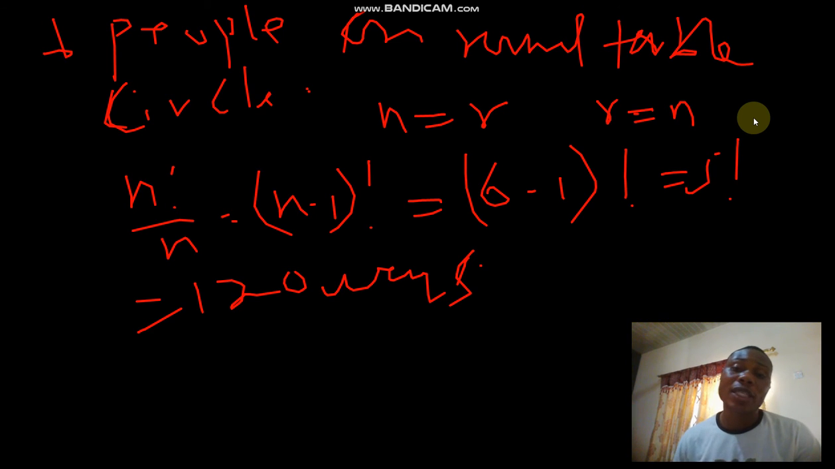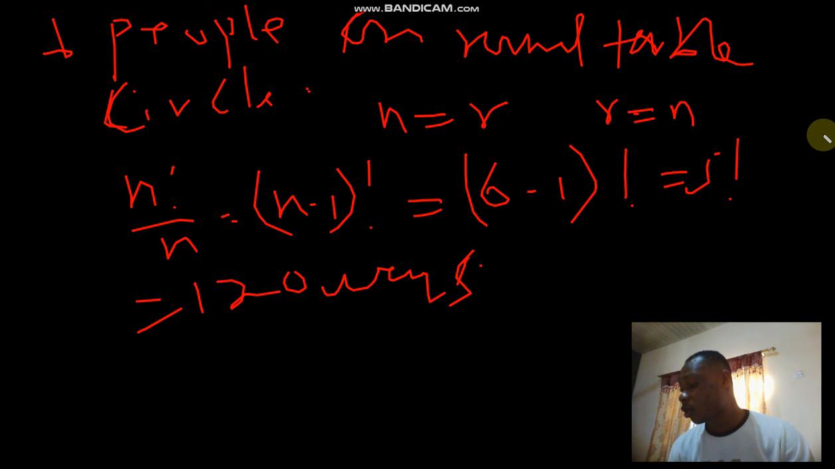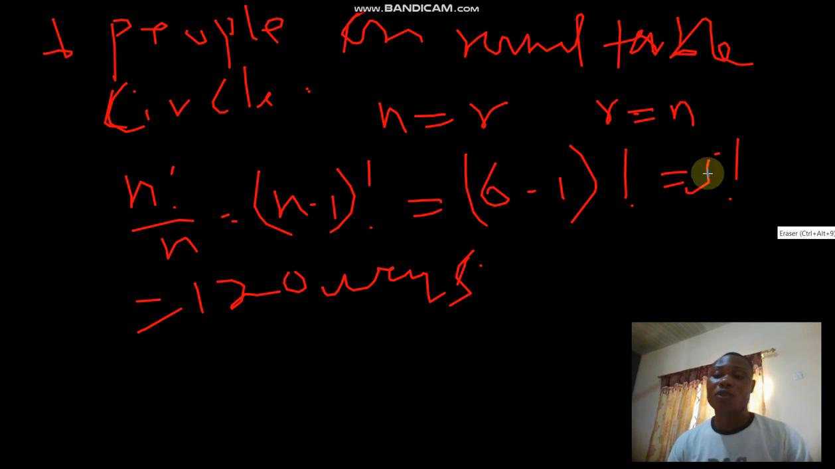We were solving this question from the last video, where we were given: in how many ways can 6 people be seated on a round table? We solved for it and got 120 ways. Then there was also the B part of the question, which asks: in how many ways are there if 2 people must sit next to each other? That's what we'll be tackling in this video.